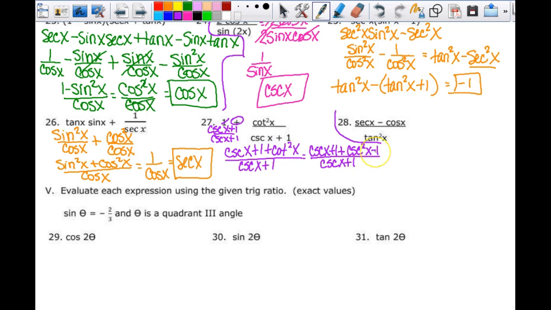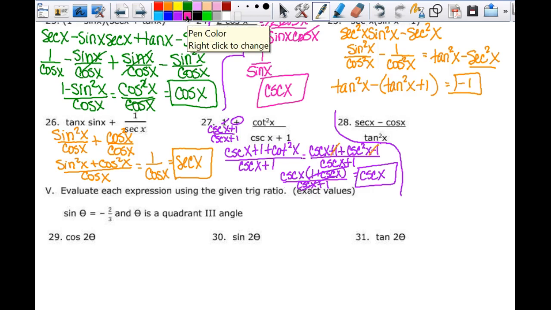So these 1's here cancel out. That's a plus 1 and a minus 1. So then I'm left with cosecant x plus cosecant squared x, and I'm going to factor out a cosecant. So cosecant x times 1 plus cosecant x all over cosecant x plus 1. So those cancel out, and I'm just left with cosecant of x. Okay.